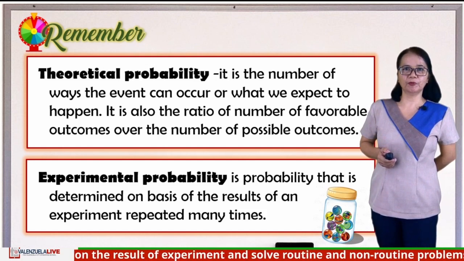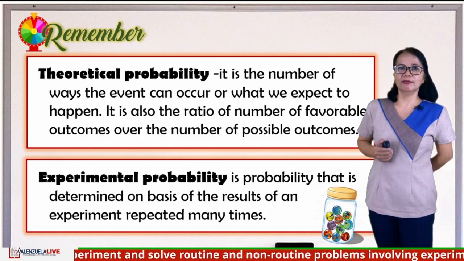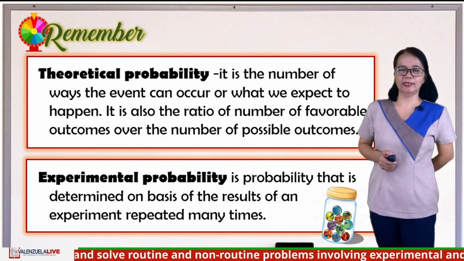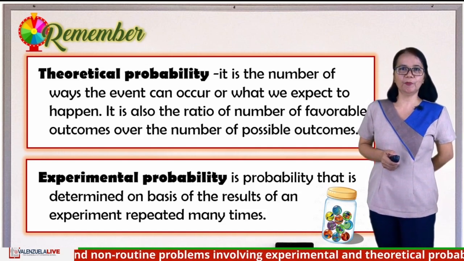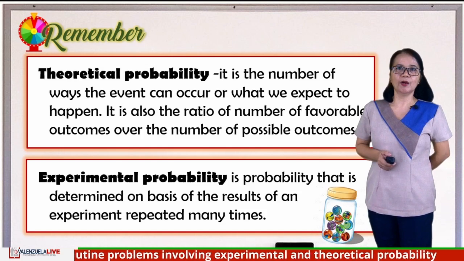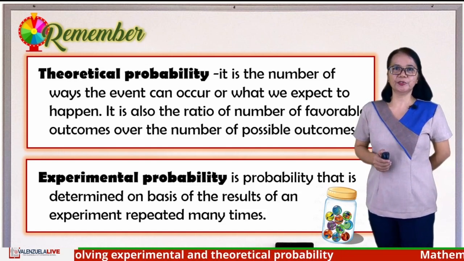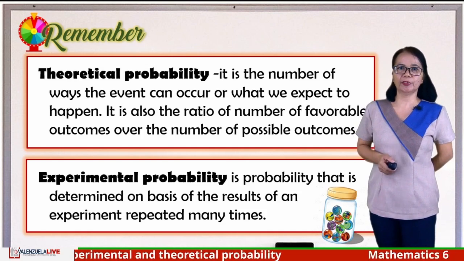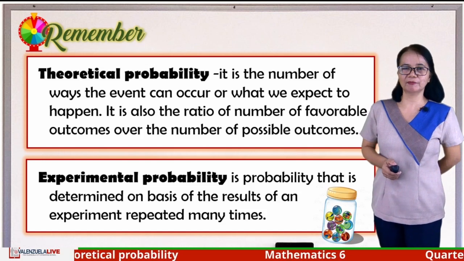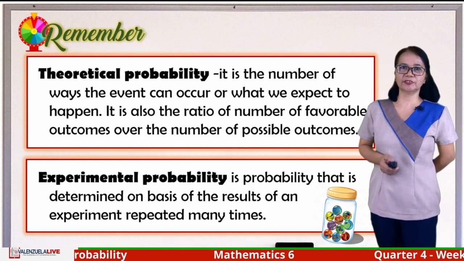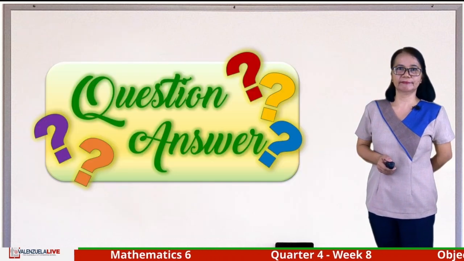can use two approaches: the theoretical probability and the experimental probability. The theoretical probability, it is the number of ways the event can occur or what we expect to happen. It is also the ratio of number of favorable outcomes over the number of possible outcomes. This is of the results of an experiment repeated many times.